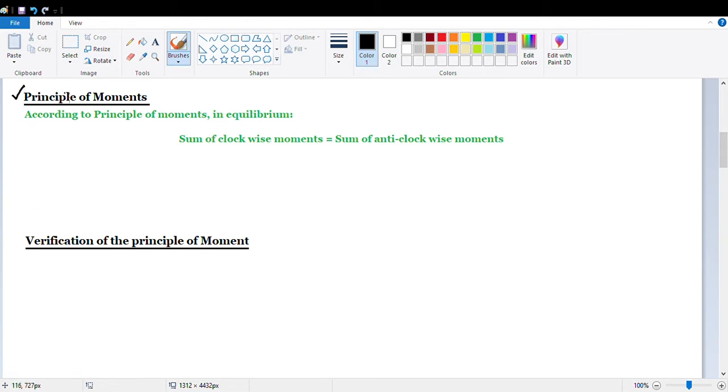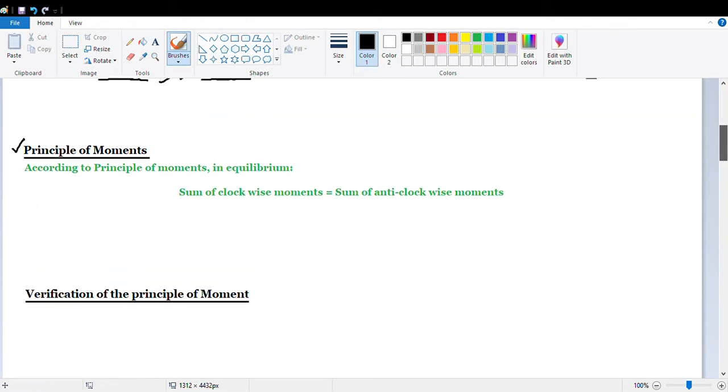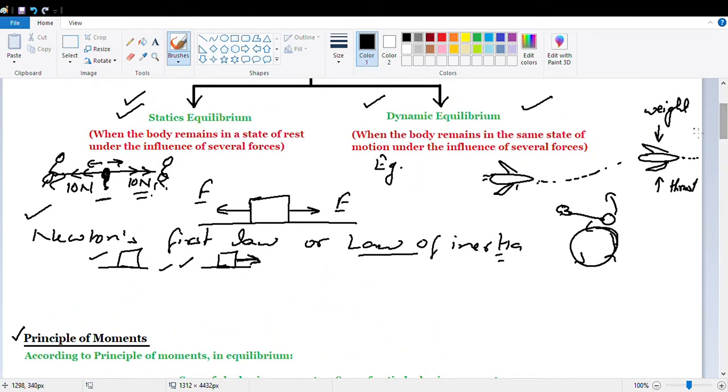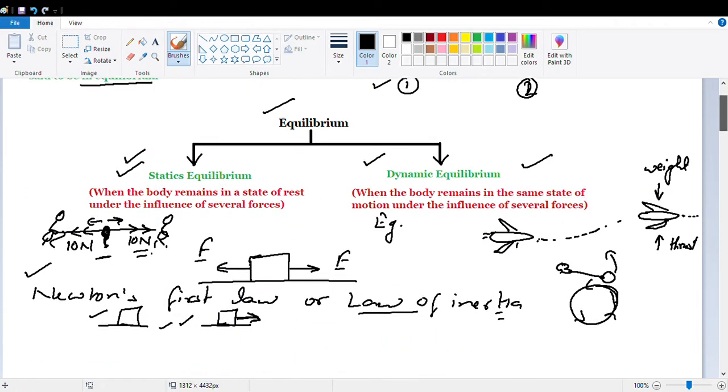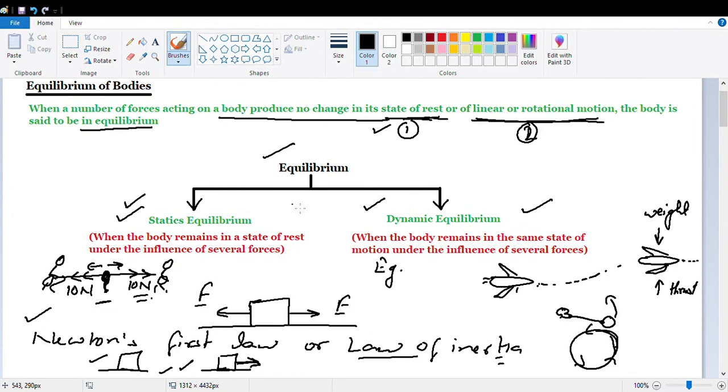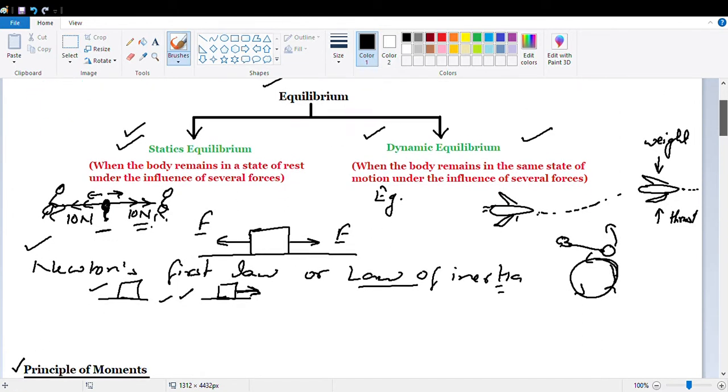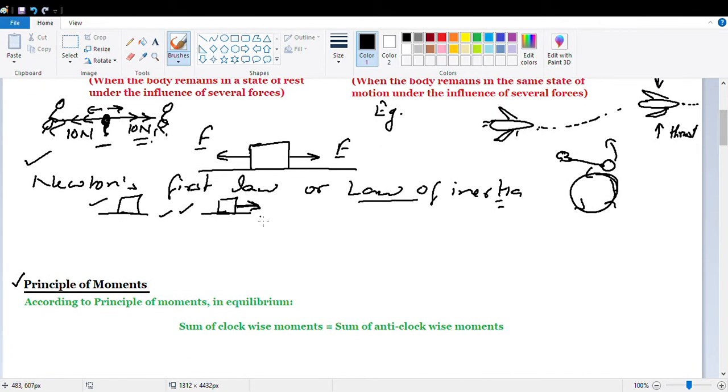In the previous topic we got to know about the kinds of equilibrium. There we have studied two kinds of equilibrium. One was static equilibrium and the second one was dynamic equilibrium. So in the case of equilibrium, the forces were acting in the opposite direction and they were zero if the body is maintaining its state of rest.